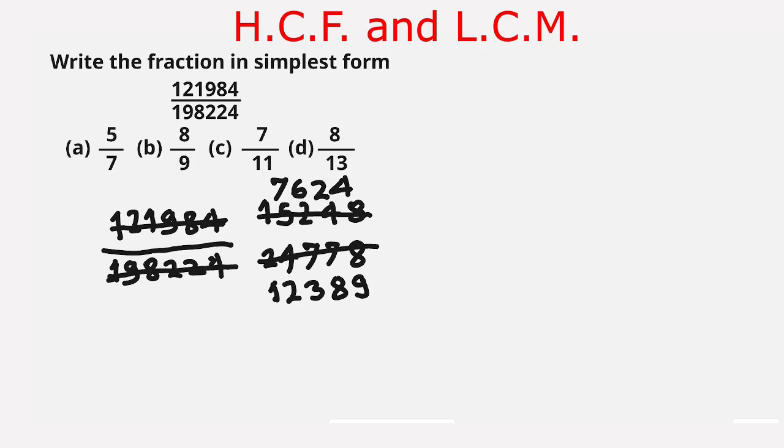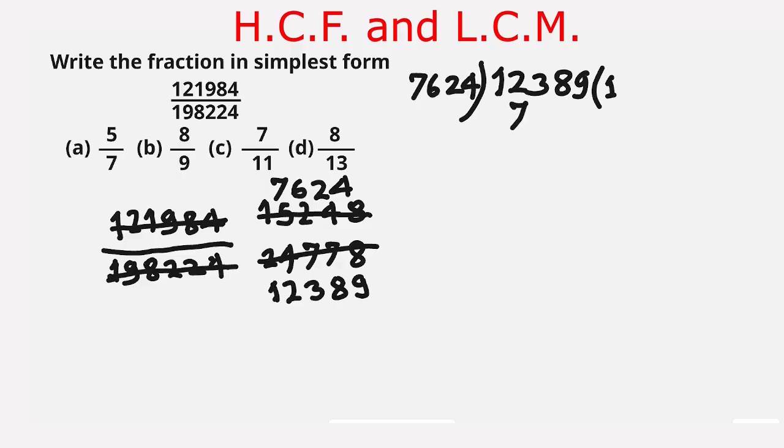Now the numerator is even and the denominator is odd. So it's not divisible by 2. The sum of digits is not divisible by 3. So now we will have to find the HCF of numerator and denominator. So we will find the HCF by division method. 12389 is divided by 7624.